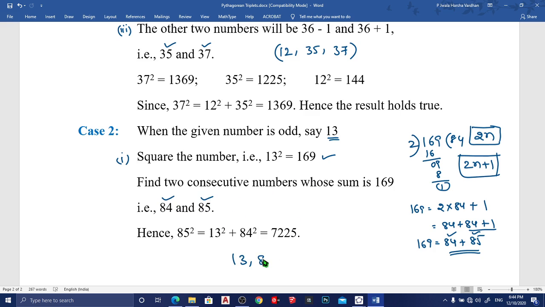So 13, 84, 85 is the Pythagorean triplet. Okay, Pythagorean triplet. This largest number will become the hypotenuse, and these two numbers will become the remaining two legs. So for example, if 13 centimeters base is given, you have to find out the remaining two sides, which are the perpendicular and the hypotenuse. So this is the 13 centimeters, this will become 85 centimeters, and this will be 84 centimeters, which are the sides of the right angle triangle.